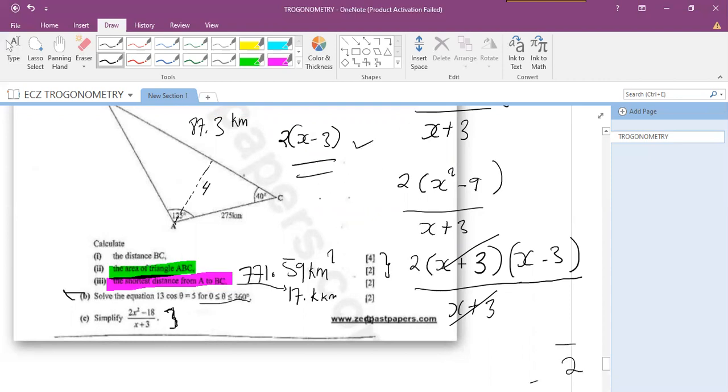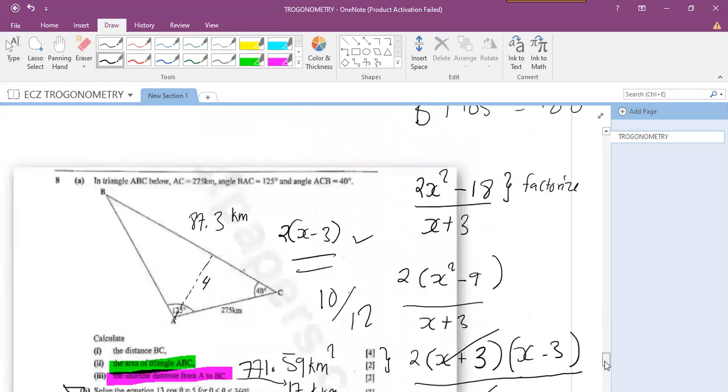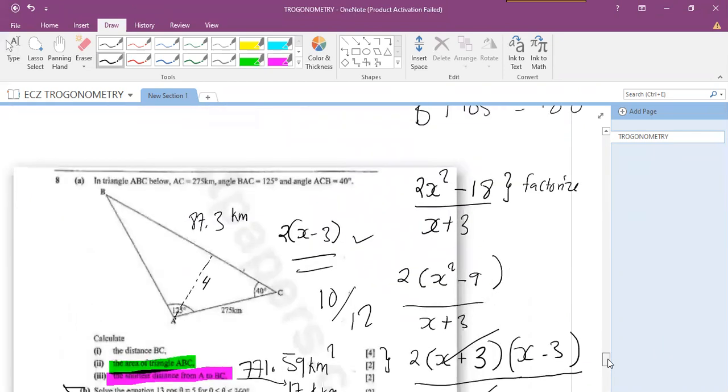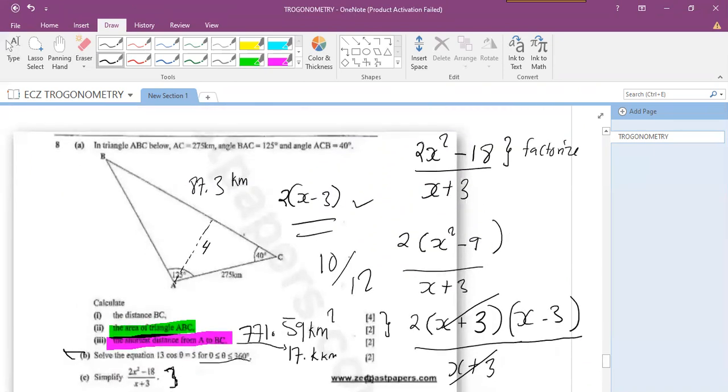We've simplified. We've gotten 10 out of 12 just through trigonometry. Remember this question here, as long as they just want you to factorize the numerator and then cancel out. So what did we do? There's a common factor of 2 there. So we put the 2 outside and divide the entire expression by 2. 2 into 2, the 2 cancels, we will be left with x squared. 2 into 18, it's 9.